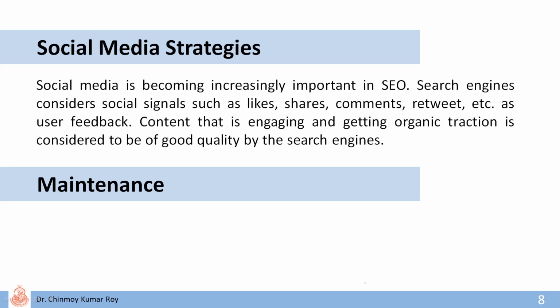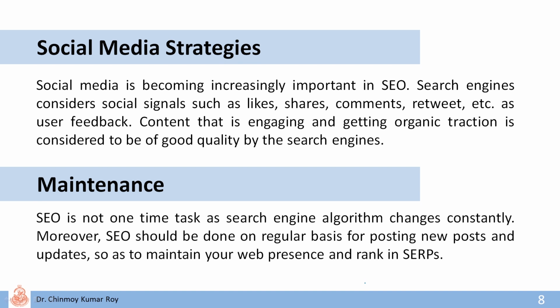Also there are various social media strategies. Social media is becoming increasingly important in search engine optimization. Search engines consider various social signals such as likes, shares, comments, retweets, etc. They are taking these social signals as user feedback, how engaged your social media account is with the users. For example, if your users are liking your post, sharing your post, commenting on your post, then obviously you have good user engagement. In that way you are a trusted, credible website, and it is going to improve your ranking in the search results. Content that is engaging and getting organic traction is considered to be of good quality by the search engines.